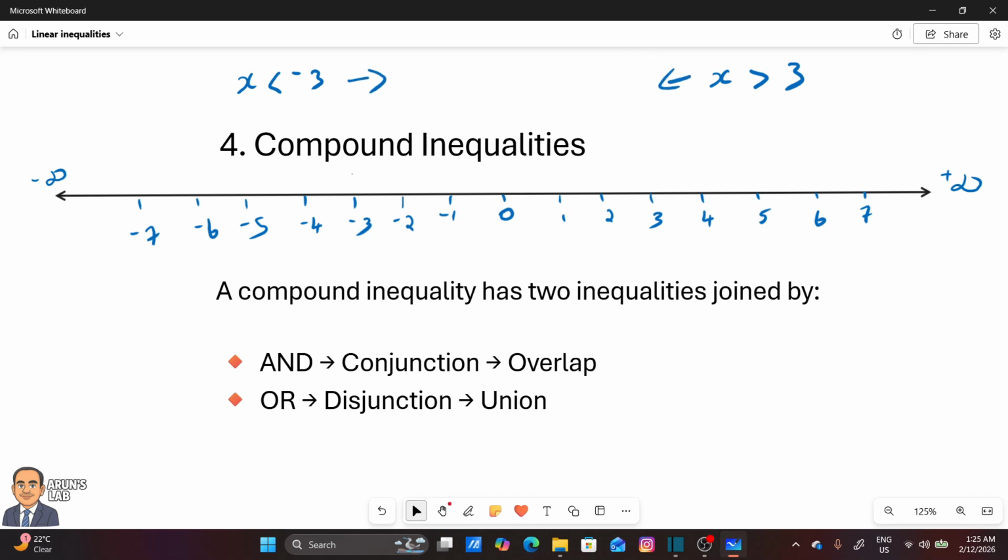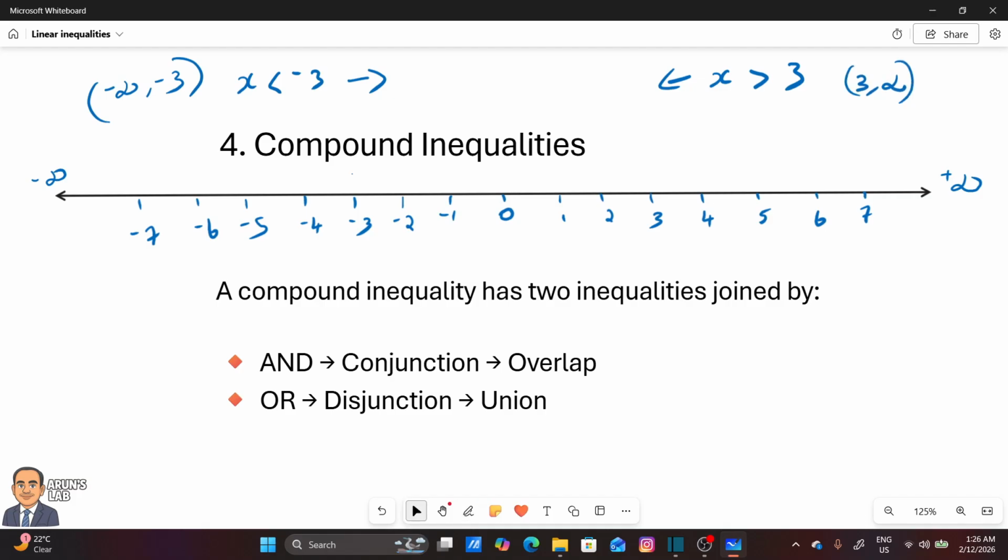The actual idea behind this is that x lies in separate regions. On this side, the interval notation will be minus infinity to minus 3. This is the interval notation of this inequality. In this other inequality, x is greater than 3, so the interval notation is 3 comma positive infinity.